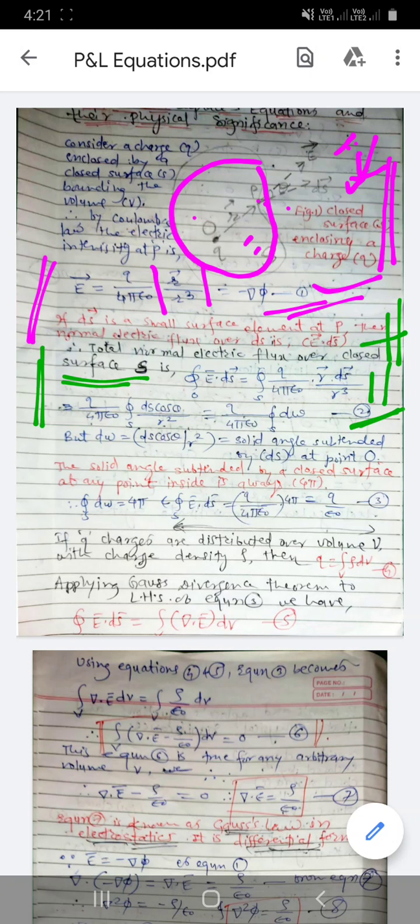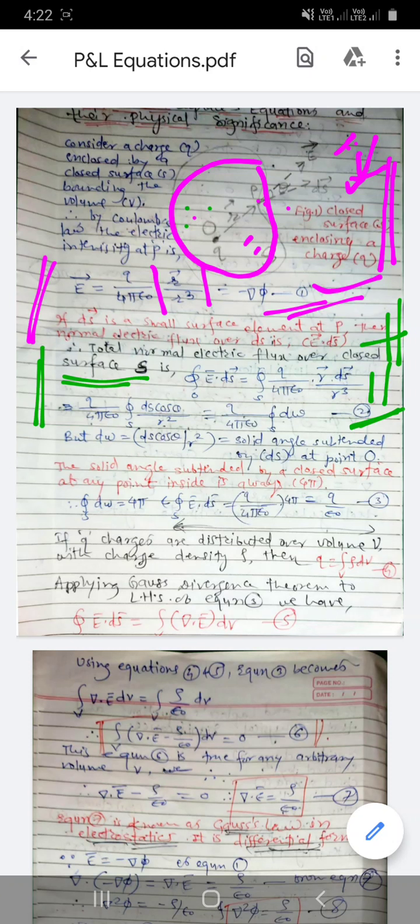In this equation 2, d omega is there. Now, what is d omega? D omega equal to ds cos theta upon R square. It is in mathematical form. What is its interpretation? D omega is nothing but the solid angle subtended by the small surface element ds at the point O, which is shown at the center of this Gaussian surface here.